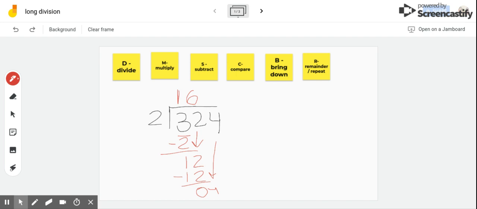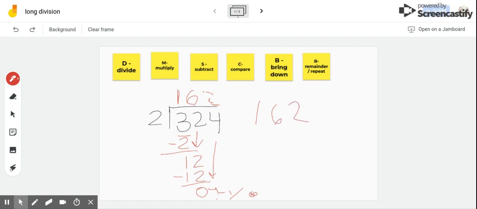4, again, we're repeating because I haven't done anything with the 4, and 4 is greater than my divisor. So we start again. 2 can go into 4 twice. 2 times 2 is 4. So I'm going to have to do this off to the side here. 4 minus 4 is 0. So I compare. This is a 0, which is less than 2. I have nothing else to bring down. So my quotient for this problem is 162.